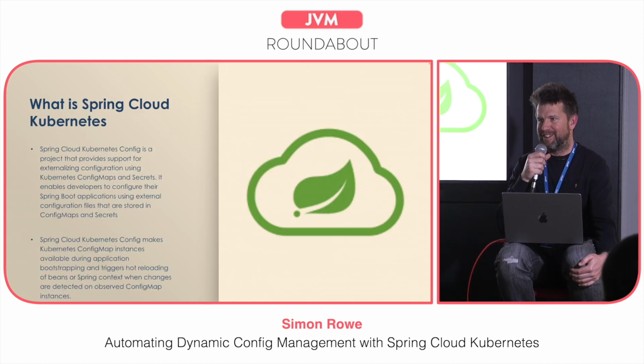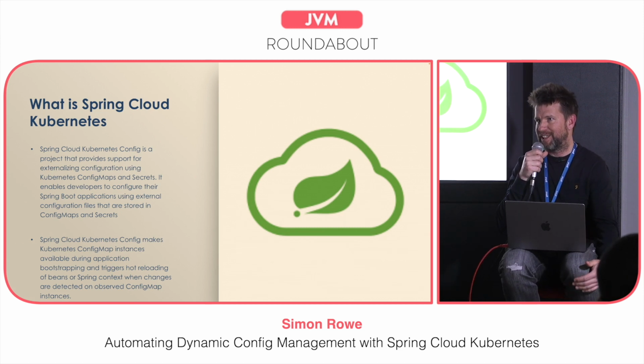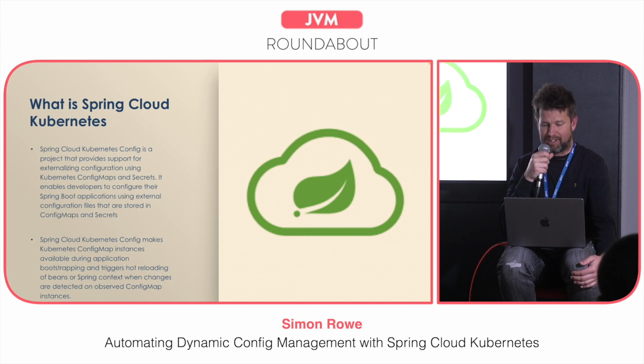So what is Spring Cloud Kubernetes? It's a library provided by Spring, but the very small part of it that we're going to talk about today allows us to externalize configuration using Kubernetes config maps and secrets. So it allows Spring Boot developers to store config externally in Kubernetes. One of the very powerful features is that we can apply changes to our config without having to restart or redeploy the application, which is a very, very powerful feature, especially if you want to respond to production incidents or change configuration on the fly.